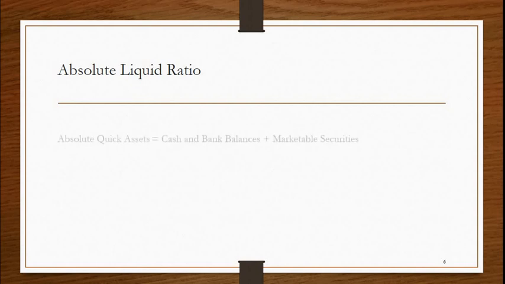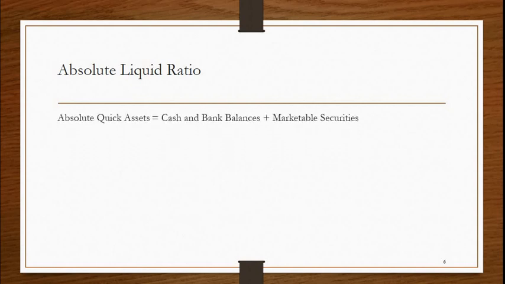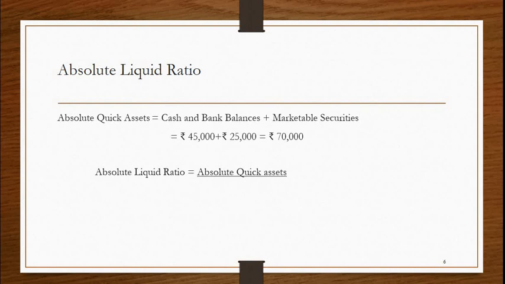Absolute liquid ratio. Absolute quick assets is equal to cash and bank balances plus marketable securities. Cash and bank balance is rupees 45,000 and securities were rupees 25,000. Then the absolute quick assets will become rupees 70,000. Apply the formula. We already calculated the current liabilities. Absolute liquid ratio is equal to absolute quick assets divided by current liabilities. Apply the values. Then you will get the absolute liquid ratio is 0.42.